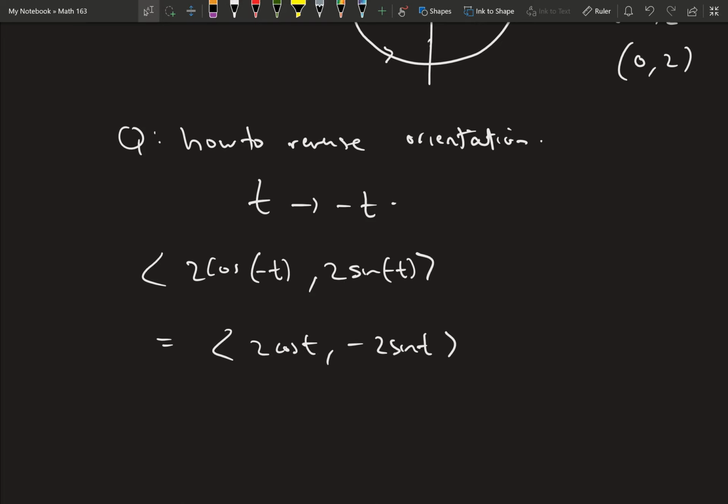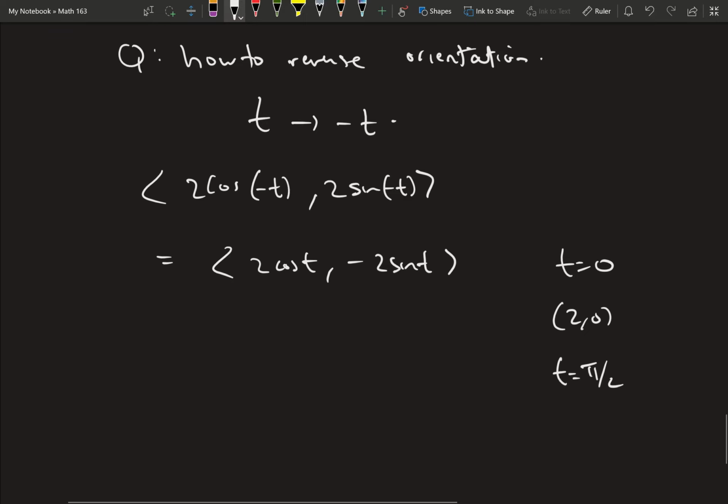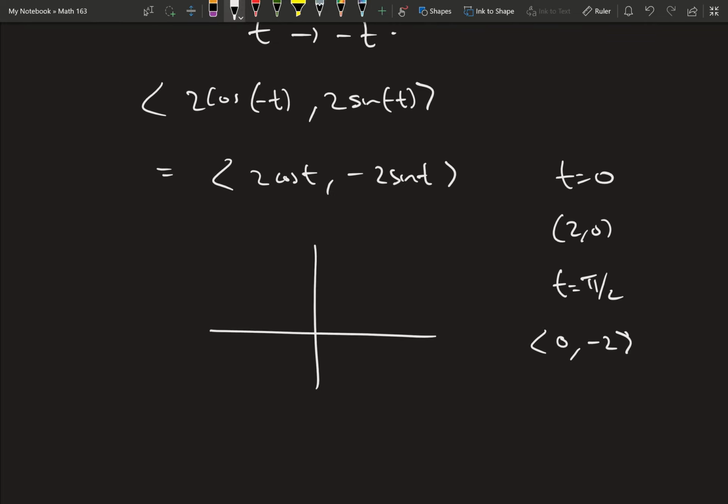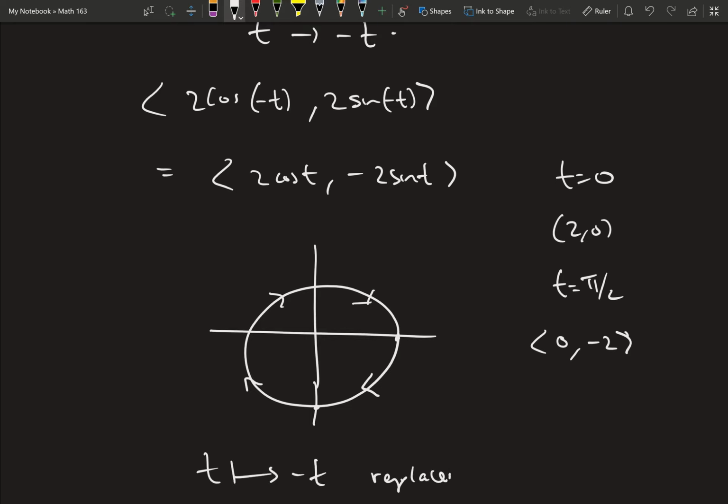So it's the same circle, but at t equals 0, we're at 2, 0. At t equals pi halves, we're at 0, negative 2. So the circle is the same, but we start here and we're moving in this direction in positive time, so hence this is actually clockwise oriented. And this is always going to be the case: the replacement of t with minus t reverses the orientation.